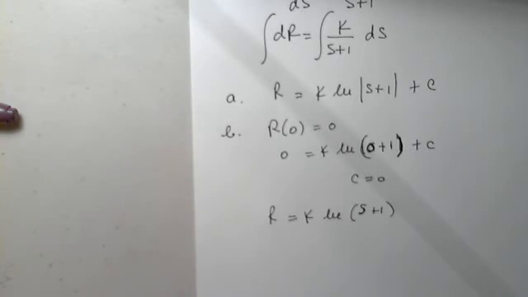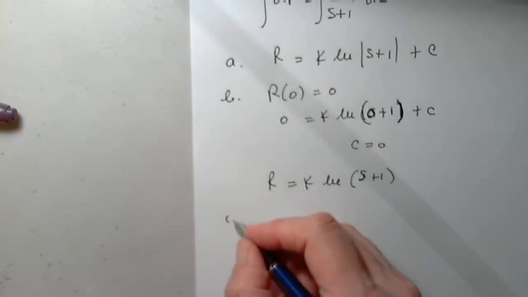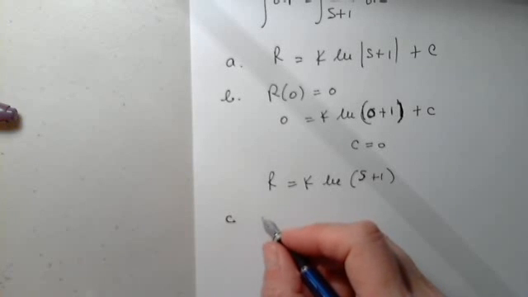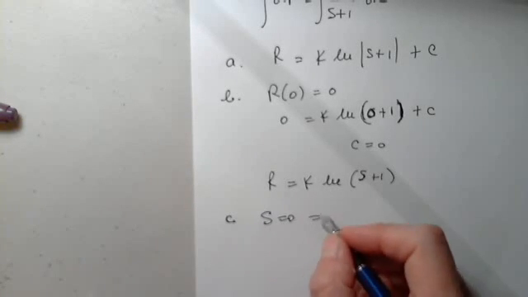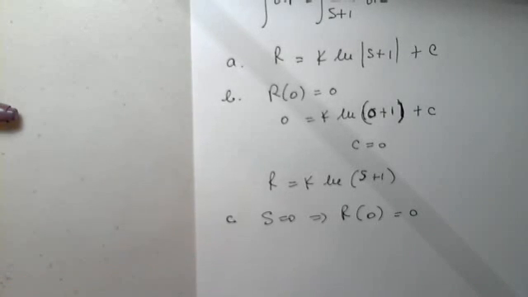And explain why the condition R of 0 equals 0 is reasonable. It is reasonable because R was, in our problem, the reaction in pleasure. So there is no reaction if there is no unit. So when S is 0, it makes sense that the reaction is 0. Thank you.